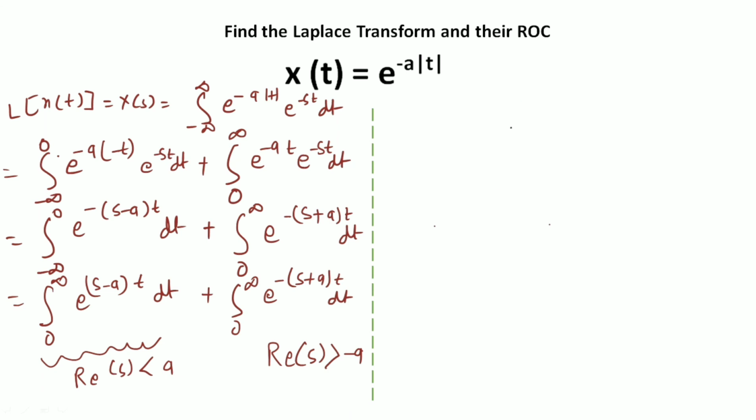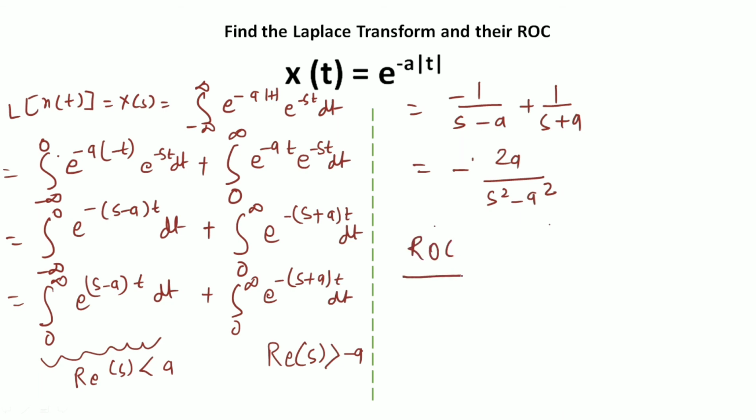So when we solve this, it will give us a value like this: 1 over minus (s minus a) plus 1 over (s plus a), and when we solve this, we will get minus 2a divided by s square minus a square, with ROC. Since it is both a left sided and right sided signal, we will have the ROC minus a less than real part of s less than a. Got it?